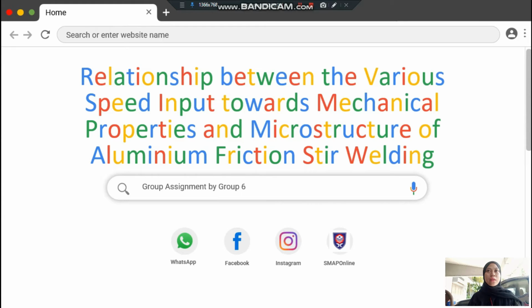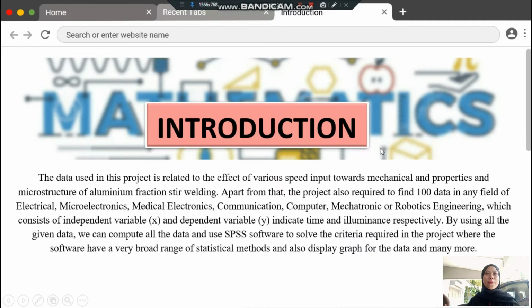So I will start this presentation of the introduction: the relationship between the various heat input towards mechanical properties and microstructure of aluminium friction stir welding. The data used in this project is related to the effect of various heat input towards mechanical properties and microstructure of aluminium friction stir welding.